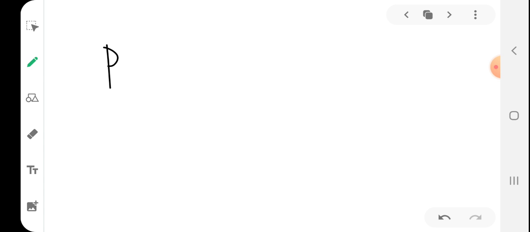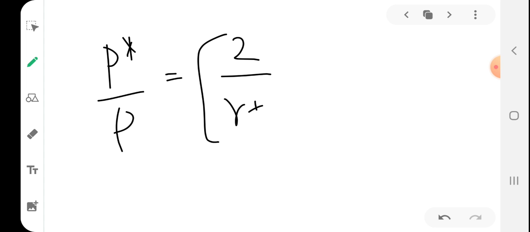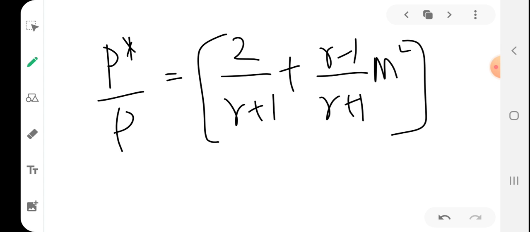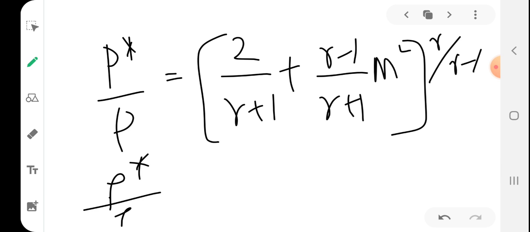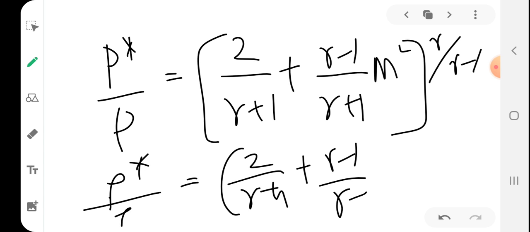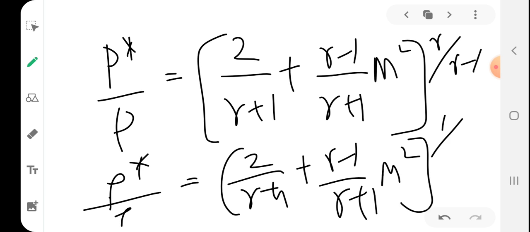Similarly, P star by P, you just try on your own, equals 2 by gamma plus 1 plus gamma minus 1 by gamma plus 1 Mach square, raised to gamma by gamma minus 1. Similarly, rho star by rho is equal to 2 by gamma plus 1 plus gamma minus 1 by gamma plus 1 Mach square, raised to 1 by gamma minus 1. So the only difference is in the power of the equation.